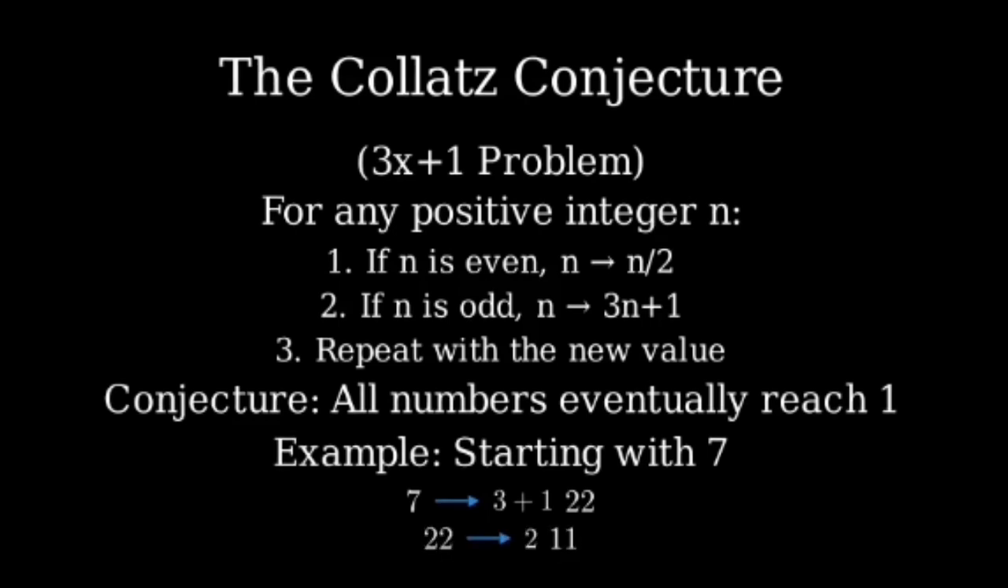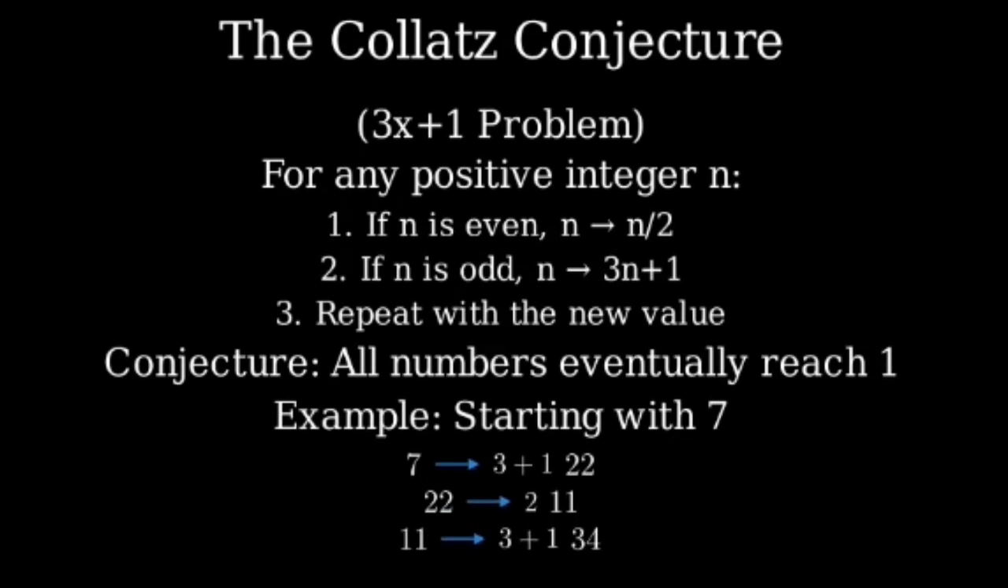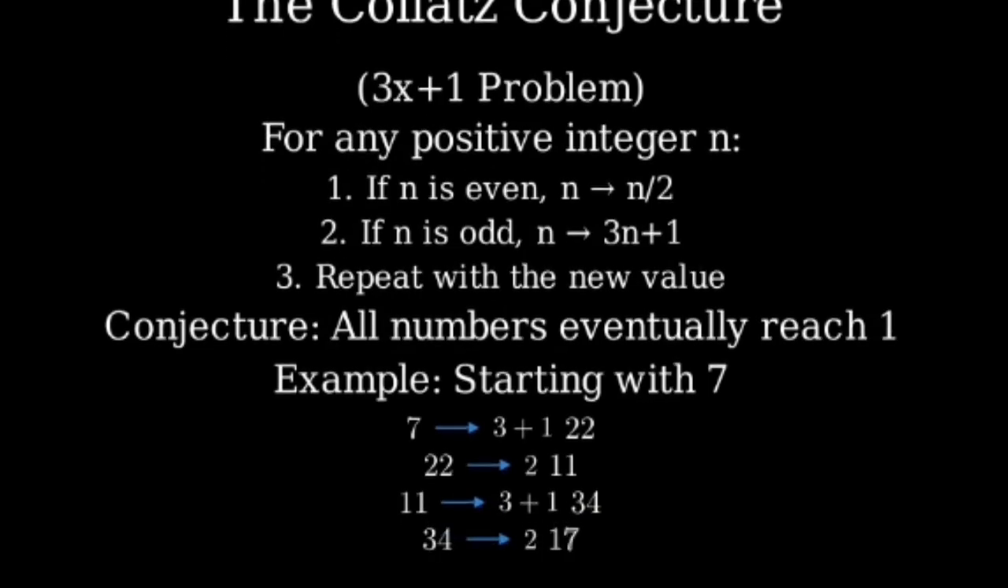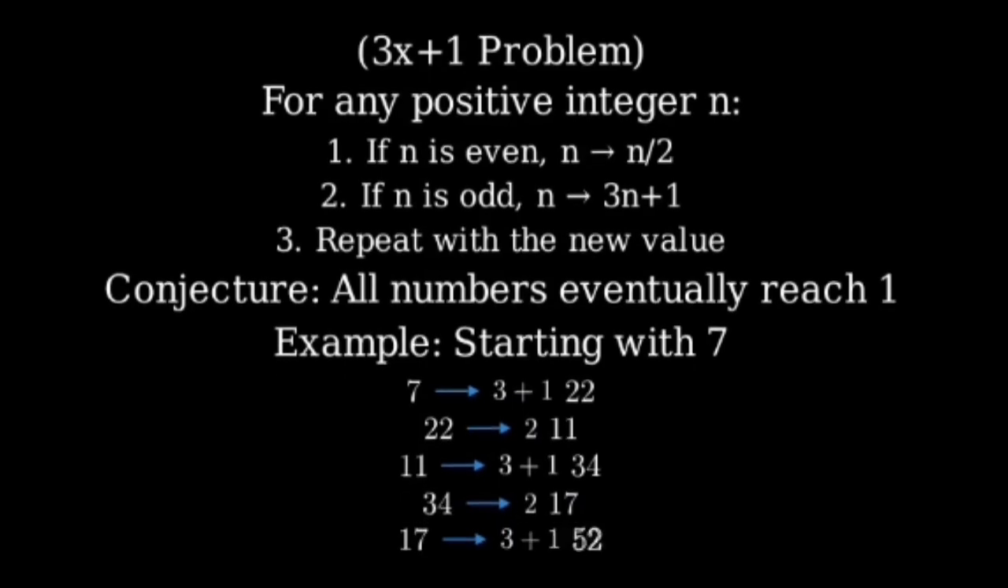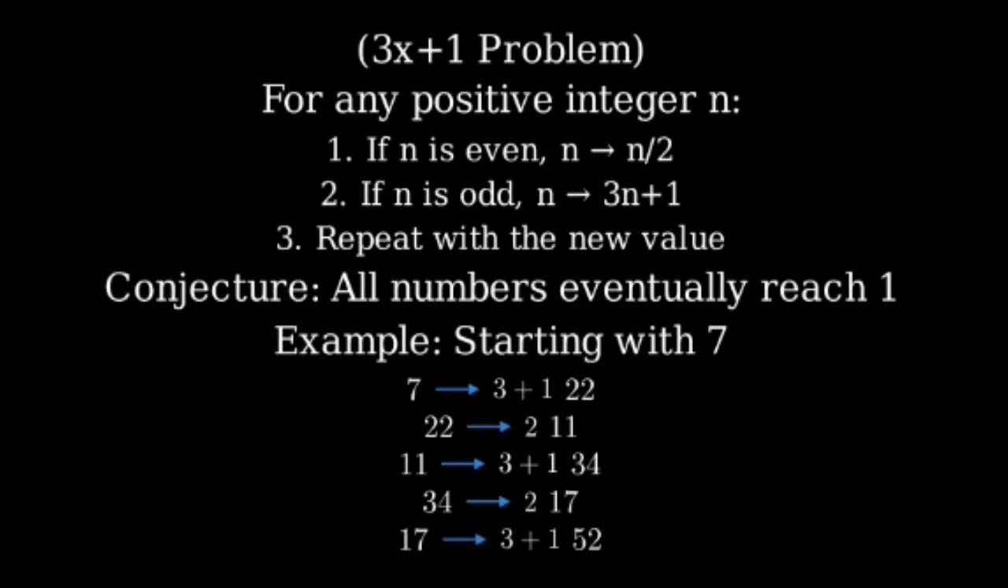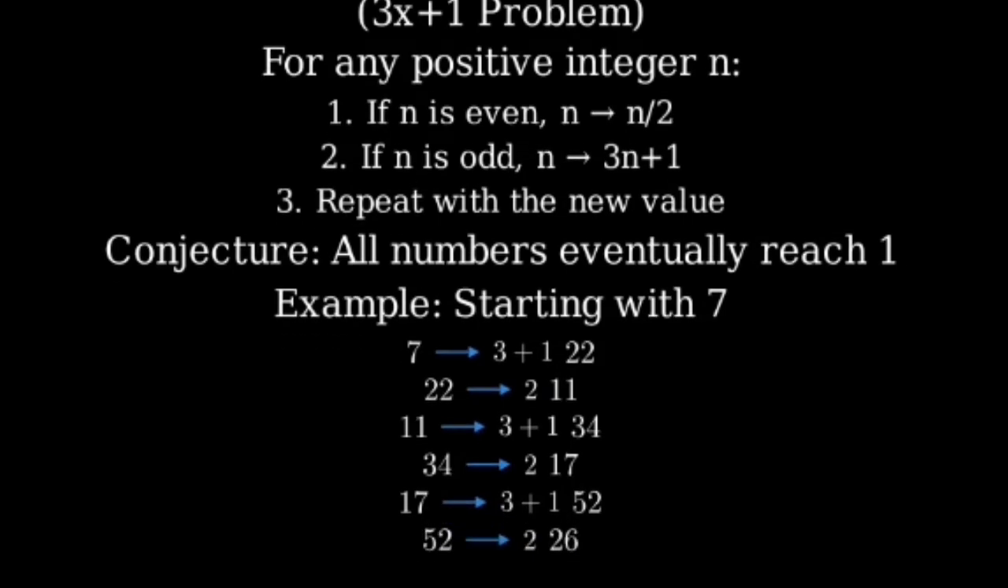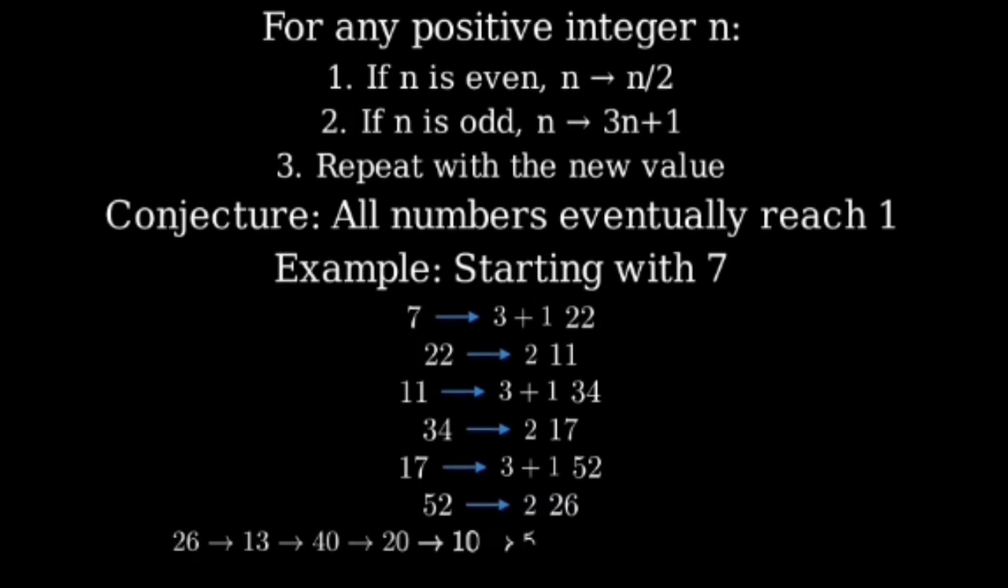22 is even, so we divide by 2 and get 11. 11 is odd, so we get 3 times 11 plus 1, which is 34. 34 is even, so we divide by 2 and get 17. 17 is odd, so we multiply by 3 and add 1, getting 52. 52 is even, so we divide by 2 and get 26. This sequence continues: 26, 13, 40, 20, 10, 5, 16, 8, 4, 2, and finally 1.